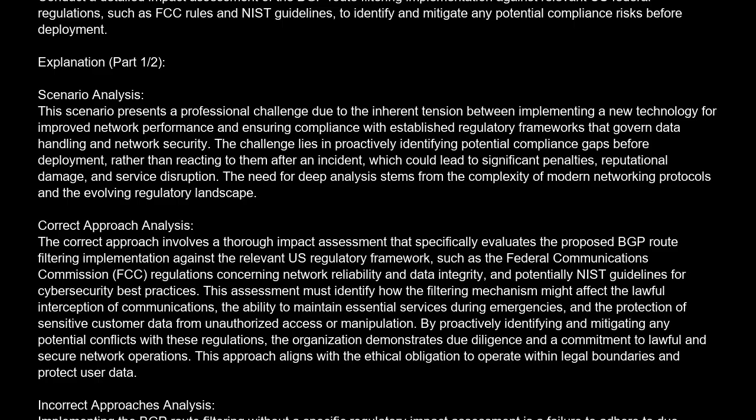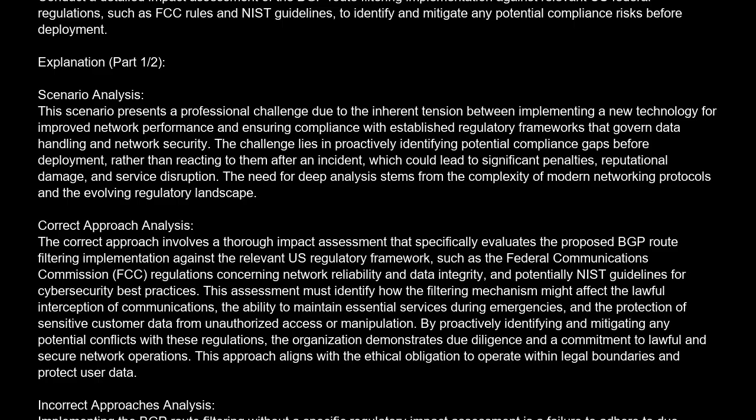Correct approach analysis. The correct approach involves a thorough impact assessment that specifically evaluates the proposed BGP route filtering implementation against the relevant U.S. regulatory framework, such as the Federal Communications Commission (FCC) regulations concerning network reliability and data integrity, and potentially NIST guidelines for cybersecurity best practices. This assessment must identify how the filtering mechanism might affect the lawful interception of communications, the ability to maintain essential services during emergencies, and the protection of sensitive customer data from unauthorized access or manipulation.